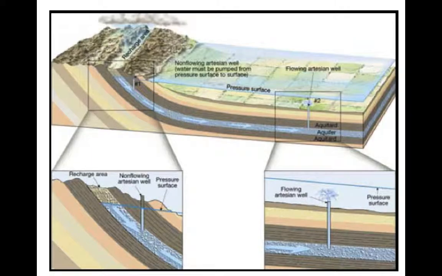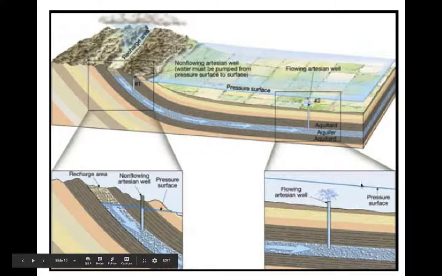All right, so here's a little example of what artesian wells look like. There's non-flowing and then there's flowing artesian wells. If you just take a look, you've got this drilled hole or canal or whatever it is. Sometimes it's natural, but the water's being pushed up through it. It's kind of like a volcano if you think about it.